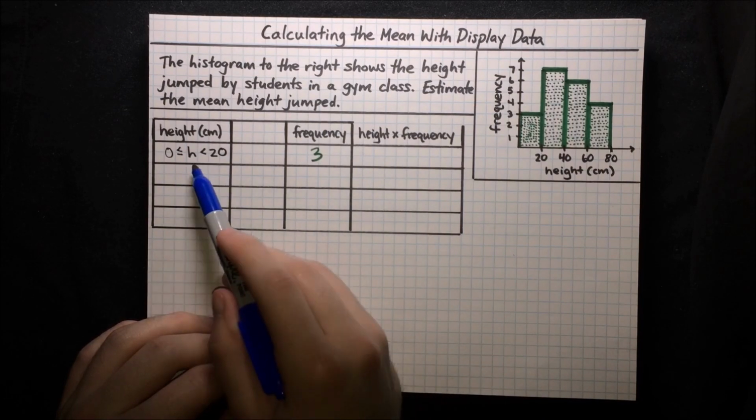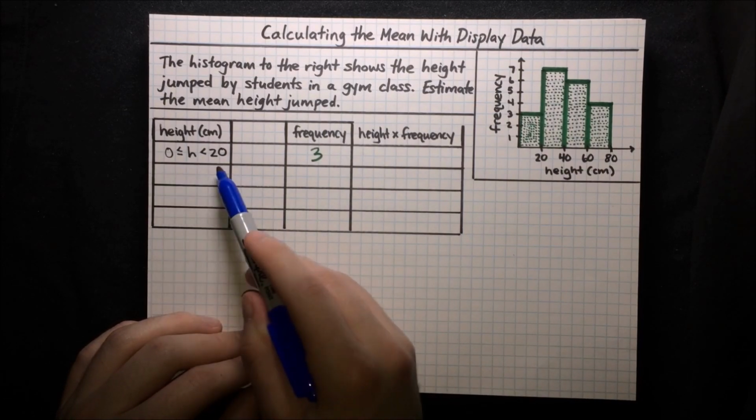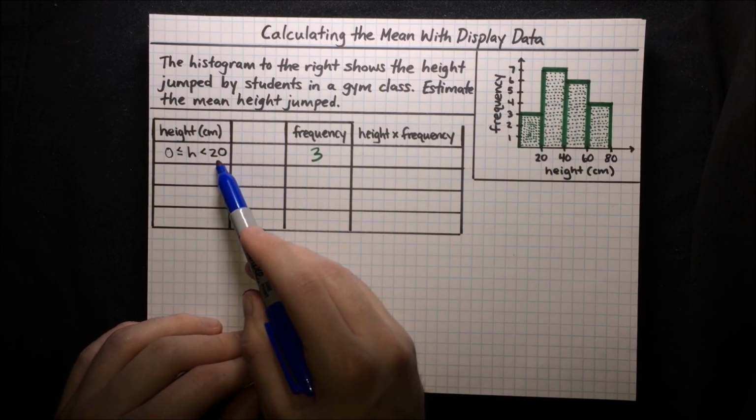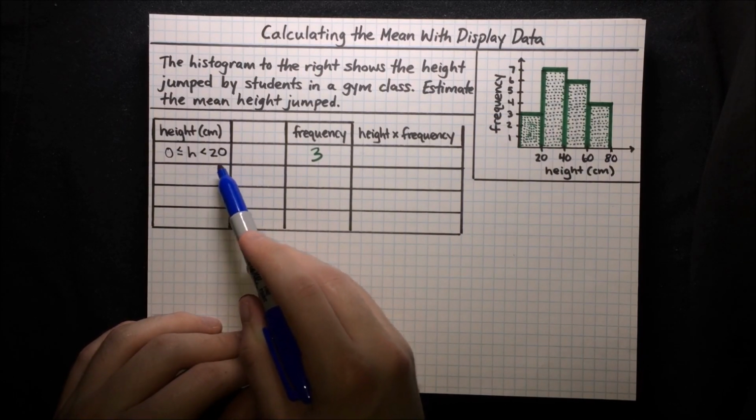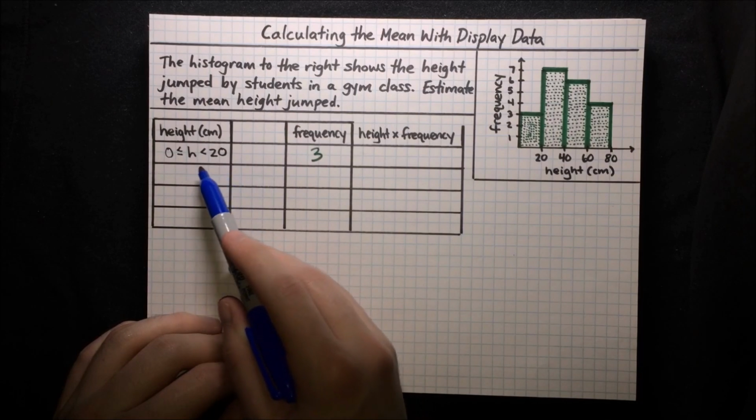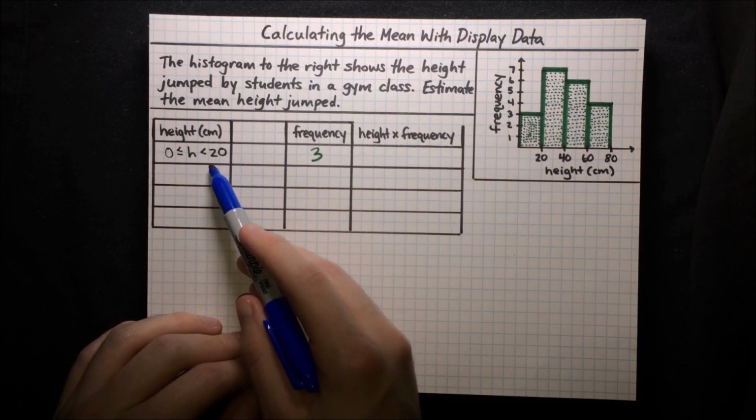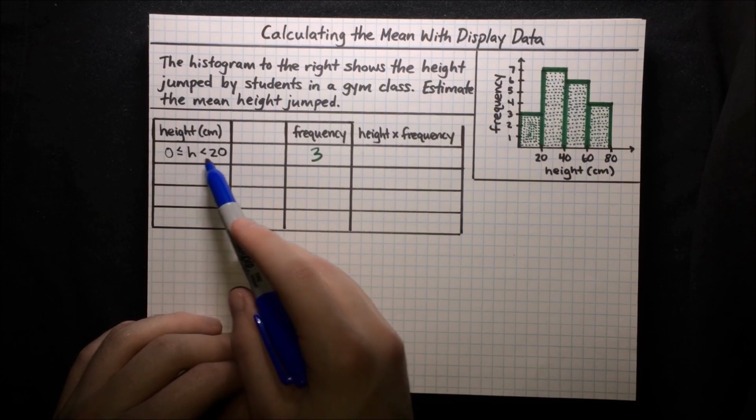But what number should we choose? Should we choose 0, 20, or somewhere in between? Well, 0 and 20 aren't great choices because they would assume that the students' heights jumped are concentrated at one particular end of this interval. It's usually safer to assume that the heights are distributed rather evenly throughout this interval.